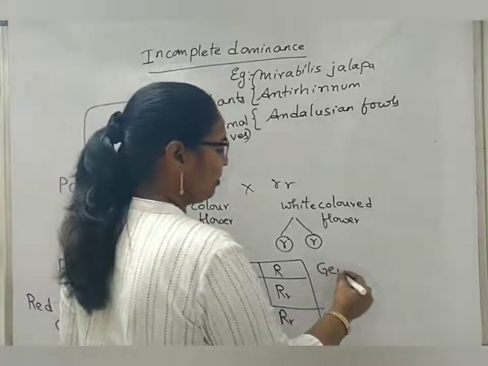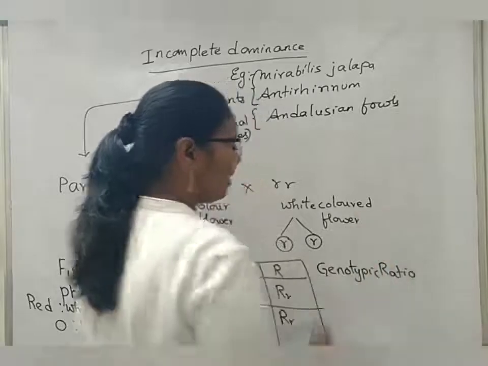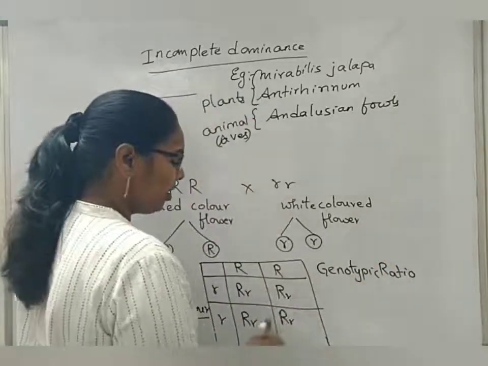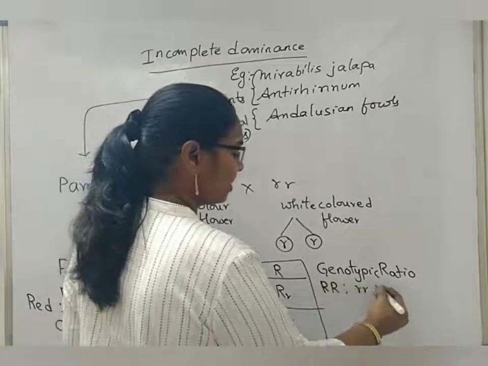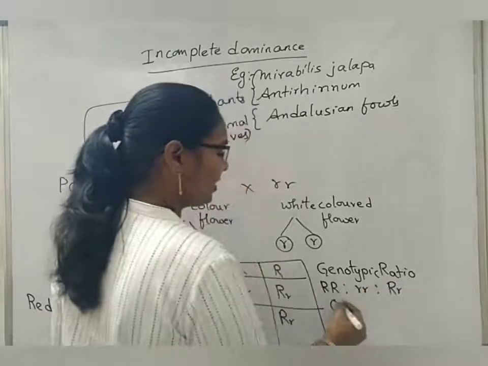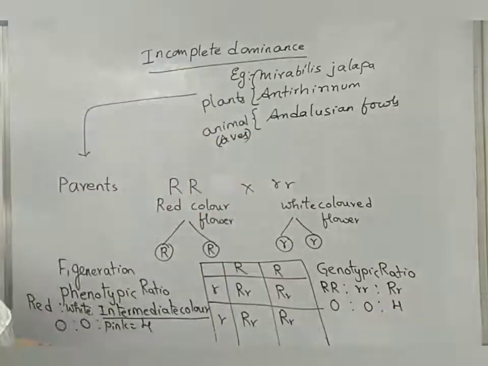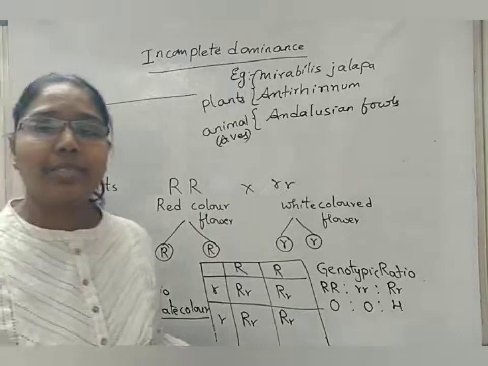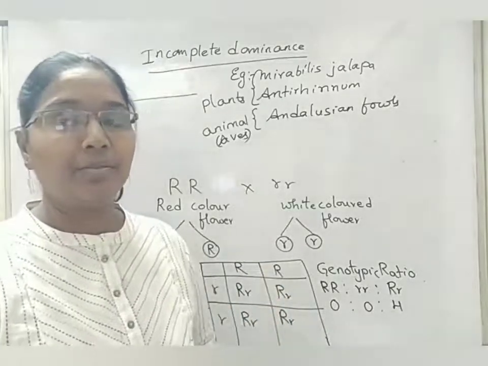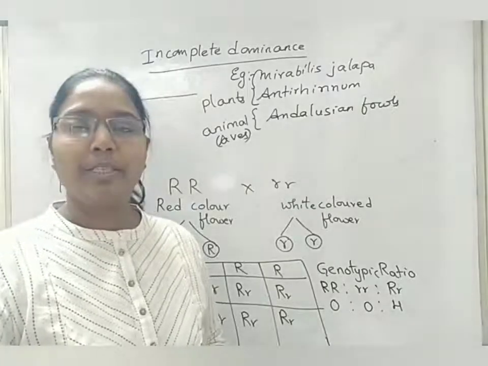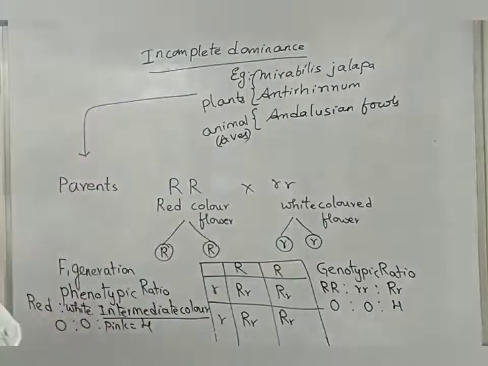Coming to genotypic ratio. Under genotypic ratio, if you write, all are heterozygous only. So if you write the parents like this, again it will be 0:4. Even in the F1 generation, the ratio of phenotypes and genotypes are the same here in incomplete dominance. In the next F2 generation also, both the phenotype and genotypic expressions give the same type of ratios.